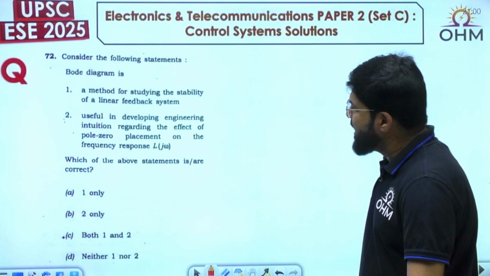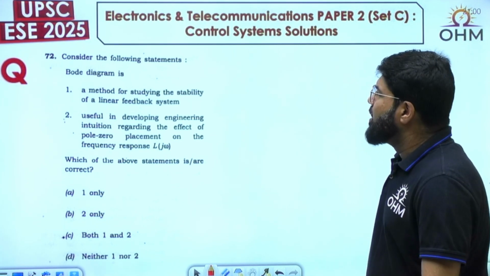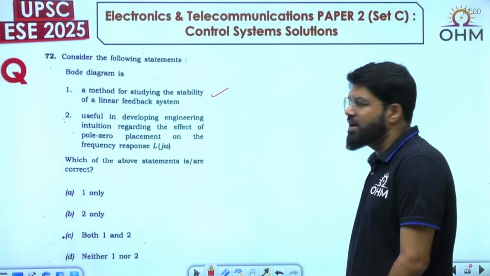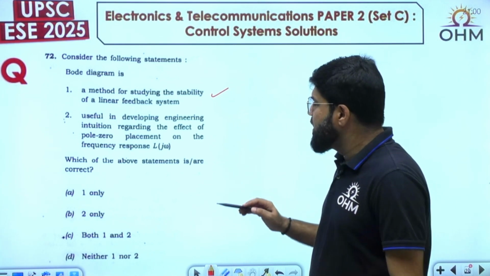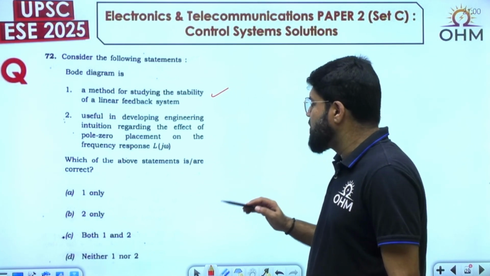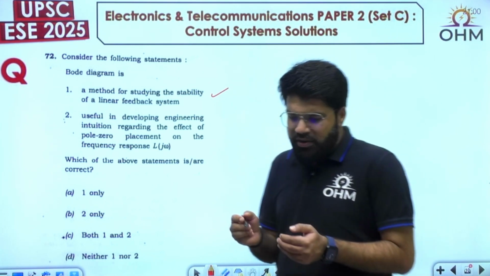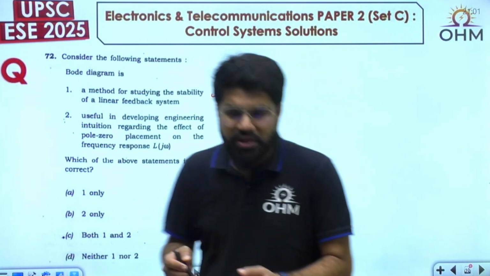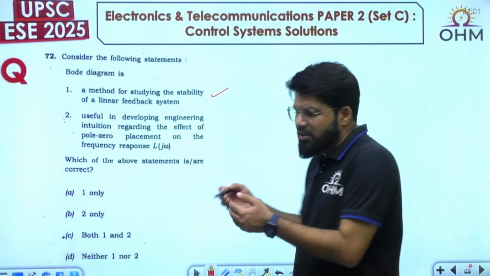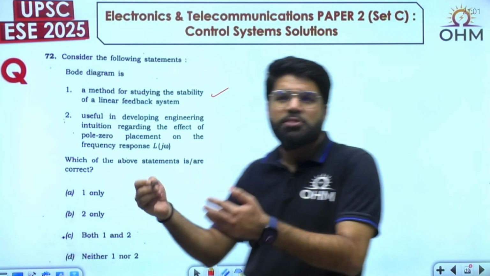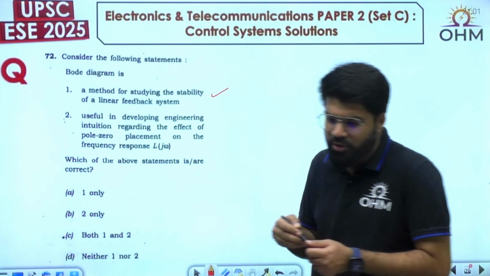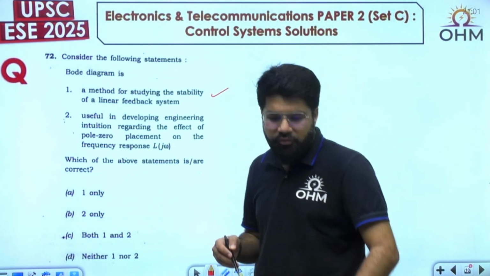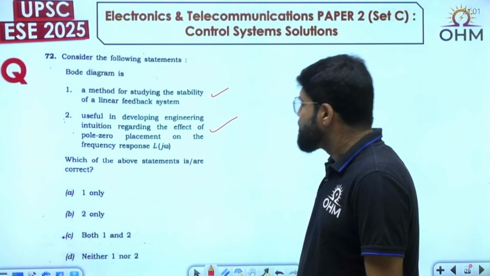Following statements again. Now this is with respect to Bode plot. It is a method for studying the stability of linear feedback systems. Second, it is useful in developing engineering intuition regarding the effect of pole zero placement on the frequency response. Yes, that's the reason. When you talk about any phase lead, phase lag compensator, any compensator which places the pole and zero, how do you study them? The basic effect of lead lag compensators we also study with respect to frequency domain analysis in terms of the Bode plot. Because when you look into the Bode plot, you can clearly mark the poles and zeros by the change in corner frequency, and this is also a correct statement.